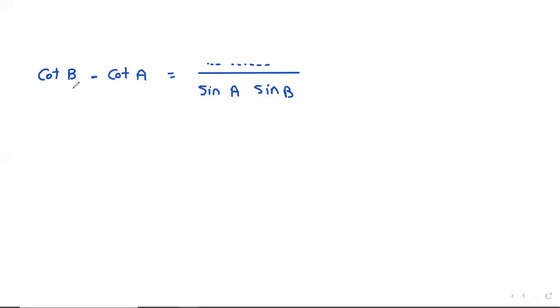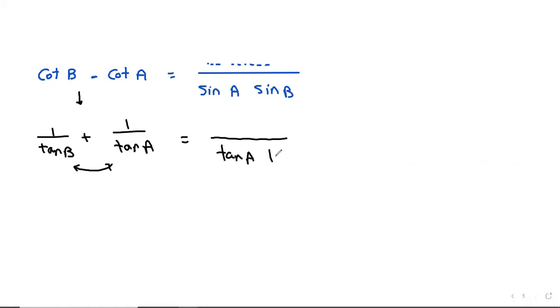Here in this example, we have cotangent B minus cotangent A equals what over sine A multiplied by sine B. So take the left-hand side and write cotangent B as 1 over tan B plus cotangent A, it's 1 over tan A. Write them as one fraction. So multiply the two denominators here by each other. Tan A times tan B. Here it's tan A, tan B. And do the scissor. Tan A multiplied by 1, it's tan A. And tan B multiplied by 1, it's tan B.